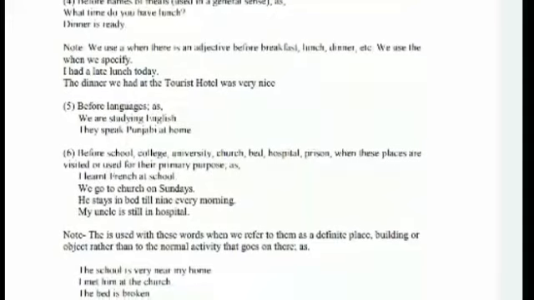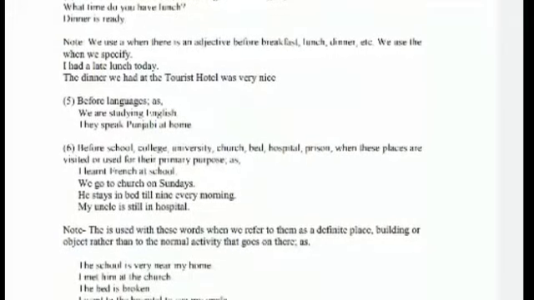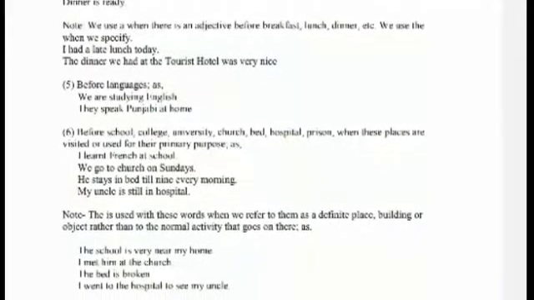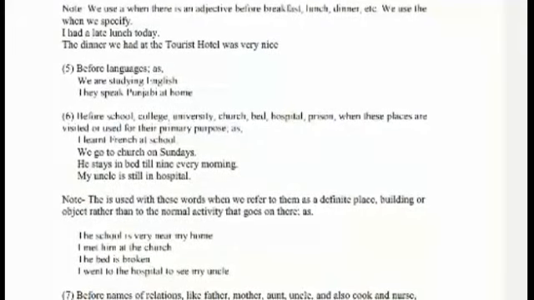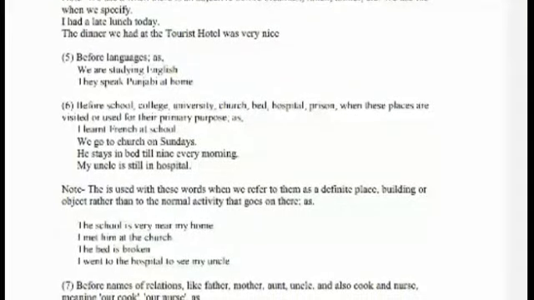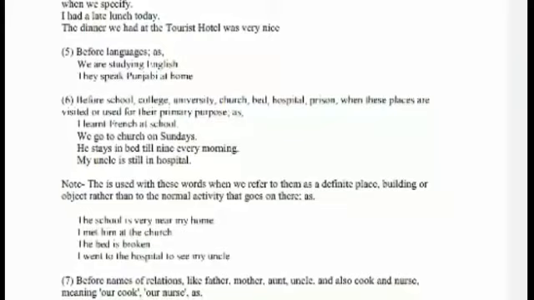Dinner is ready. See, before these nouns, we won't use any articles here. These are the examples for omission of articles. We use a when there is an adjective before breakfast, lunch, dinner, etc. We use the when we specify. If we say these words in a specific manner, then we use the before that.